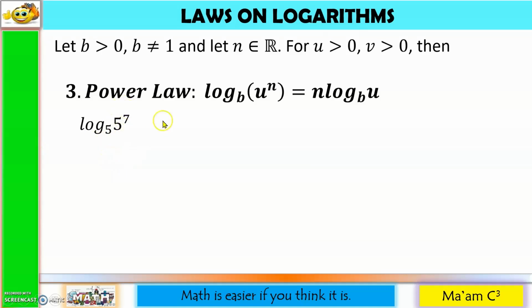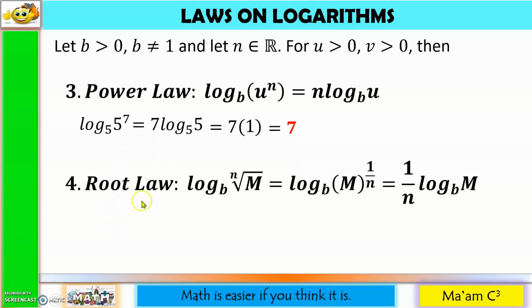Now, let us try to apply the power law. So let's bring down 7 here in front. And then let's copy 7. Let us evaluate this. X is equal to b, therefore this expression is equal to 1. So 7 times 1 is still 7.